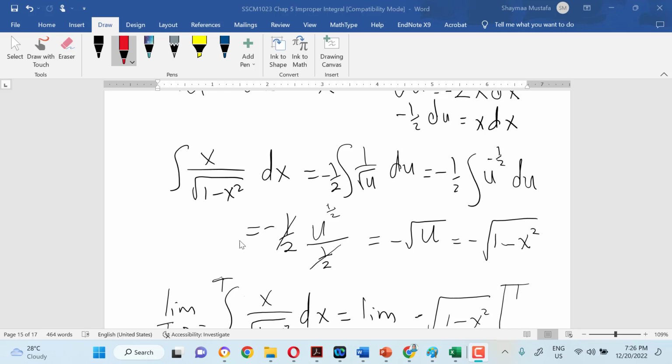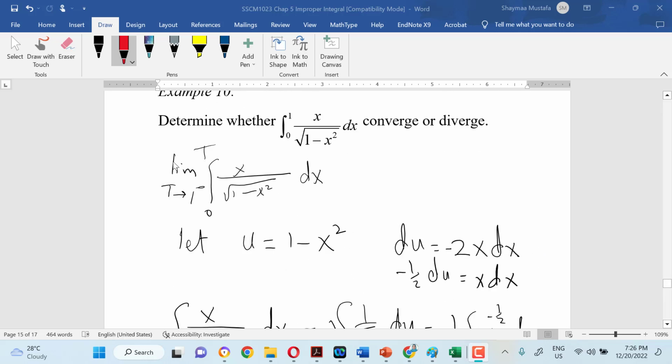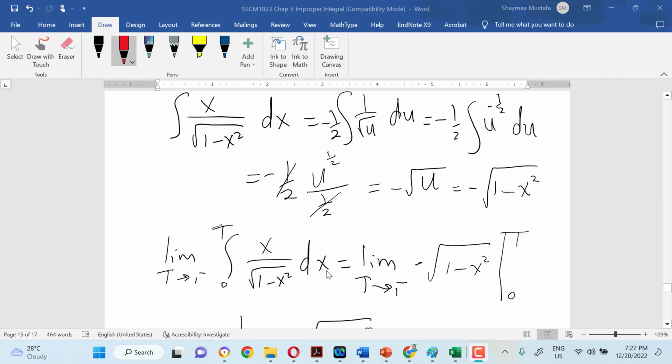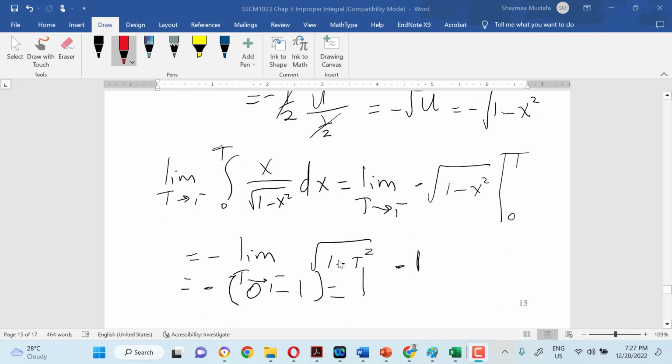So this is the evaluation of the integral. Now we substitute from 0 to t and calculate the limit. This will be the limit when t goes to 1 from the left of minus the square root of 1 minus x squared, from 0 to t. Substitute t first. So we have the limit.